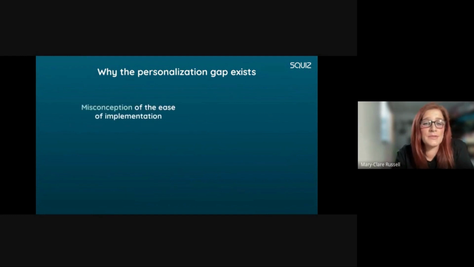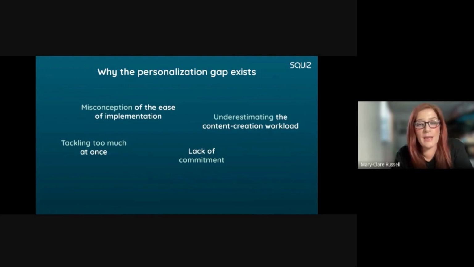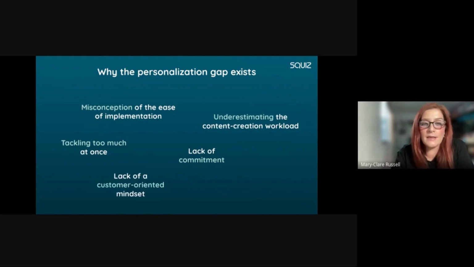If we take a look at personalization, it's no different. Most of us here have experienced at least one of these very common challenges. Misconception of ease of implementation, tackling too much at once, almost making it impossible to implement. Lack of real ownership or alignment across the teams needed to launch and manage personalization. Underestimating the content creation and management workload. Being too driven by organizational goals or internal structures rather than the user's needs, and then not having an achievable iterative plan versus big bang.